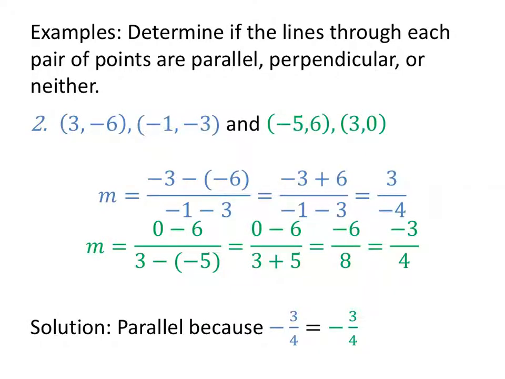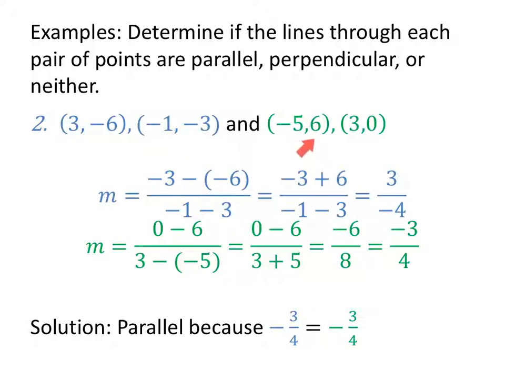Given the point 3, negative 6, and another point, negative 1, negative 3, I can find the slope. Negative 3 minus the negative 6, subtract the y values. Negative 1 minus 3, subtract the x values in the same order. Negative 3 plus 6 is 3. Negative 1 minus 3 is negative 4, so a slope of negative 3/4.